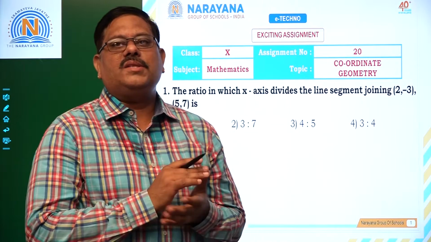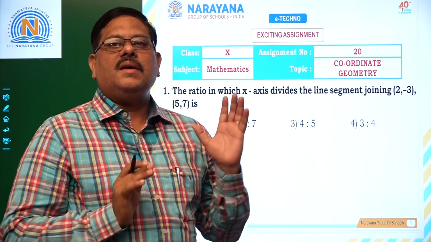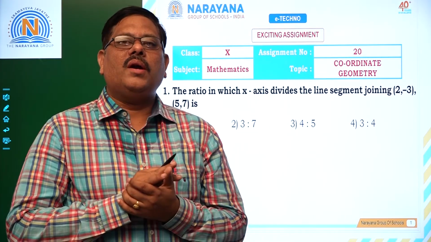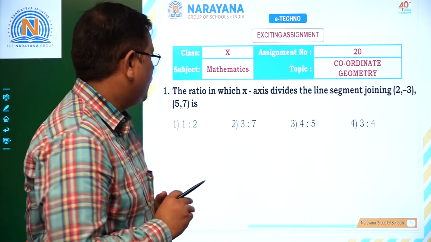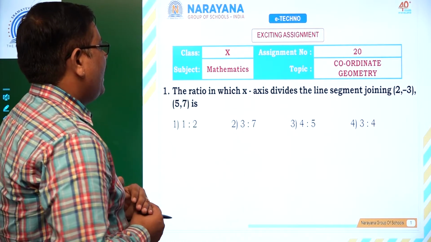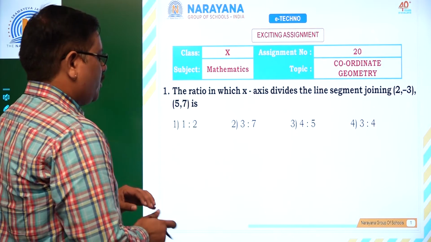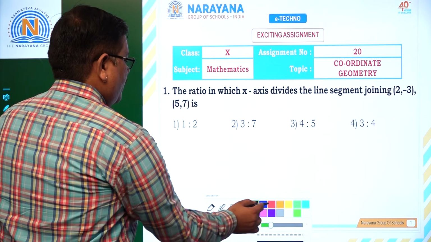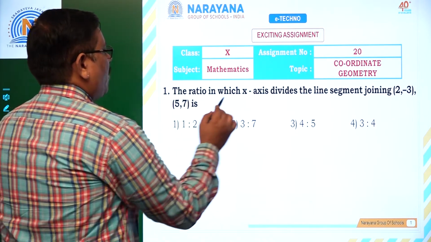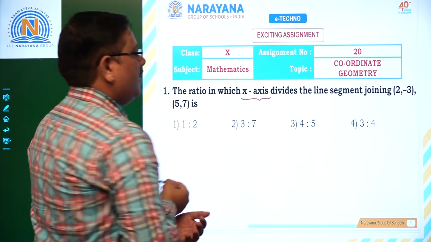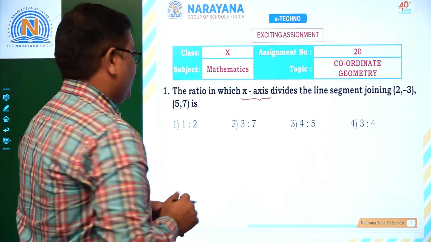Today for class 10 students, we are going to discuss assignment number 20 on coordinate geometry. Let us see the first question. The ratio in which x-axis divides the line segment joining (2, -3) and (5, 7). Okay, x-axis is dividing the line segment.